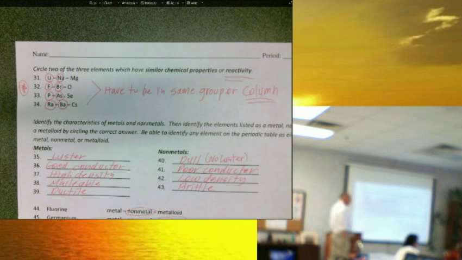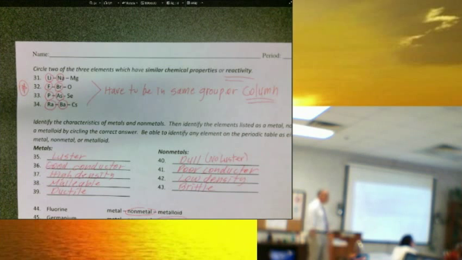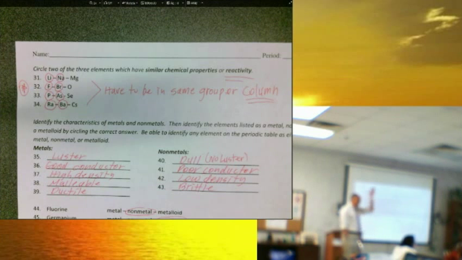32, fluorine and bromine are in the same column. 33, phosphorus and acetylene are in the same column. 34, radium and barium are in the same column. I didn't mix those up too well, did I? I think I forgot. I was typing them. Okay, so remember, if you hear reactivity, you should think group, column, okay?